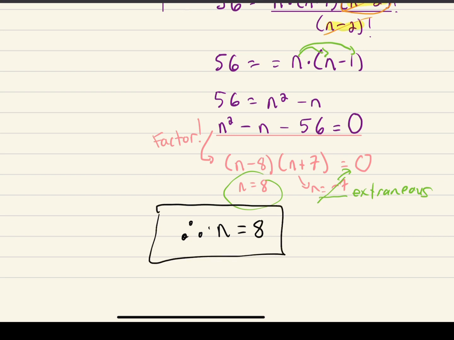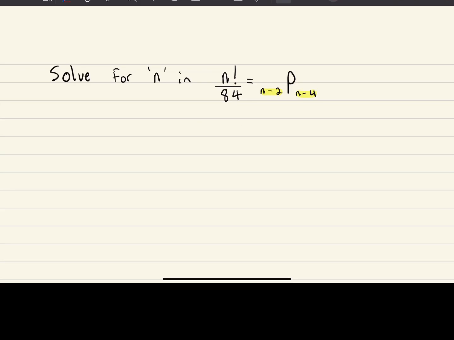Now the next example we're going to do is a little bit more complex. So let's say we're asked to solve for n in the following permutation expression. n factorial over 84 is equal to n minus 2 P n minus 4. So one thing I'm going to do immediately, I have it highlighted here, is this is going to refer to the number of sets, and this is going to be how many we're choosing from that set, or ordering from that set, I should say. So that'll be n minus 4 for r. And then on the left side here, it's n factorial over 84.